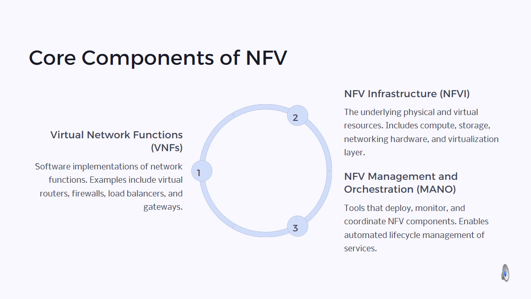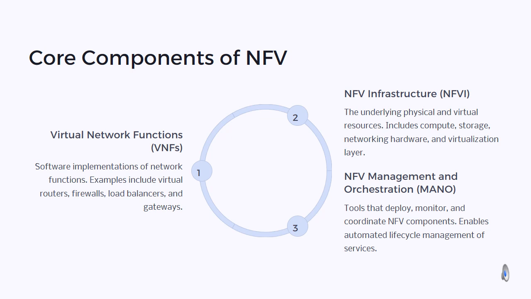NFV is made up of three main components that work together to deliver network functions virtually. Virtual network functions, VNFs: these are software implementations of network functions like routers, firewalls, and load balancers. Instead of being dedicated hardware, these functions now run as software. NFV infrastructure, NFVI: this is the physical and virtual computing, storage, and network resources required to host and support VNFs. Essentially, this is where all the virtualized network functions run.